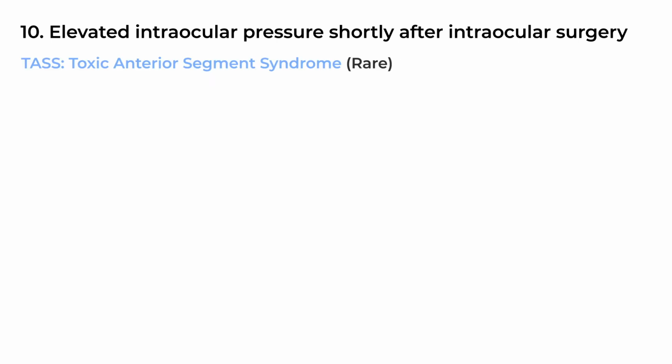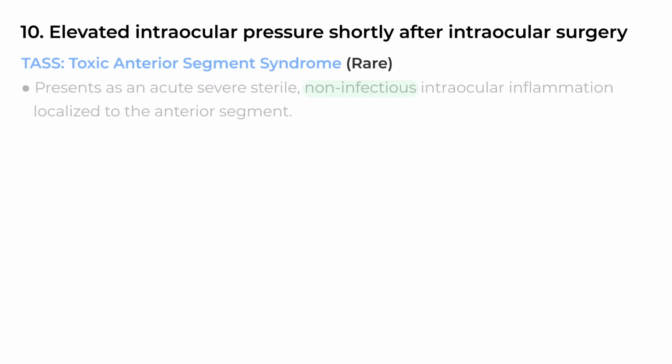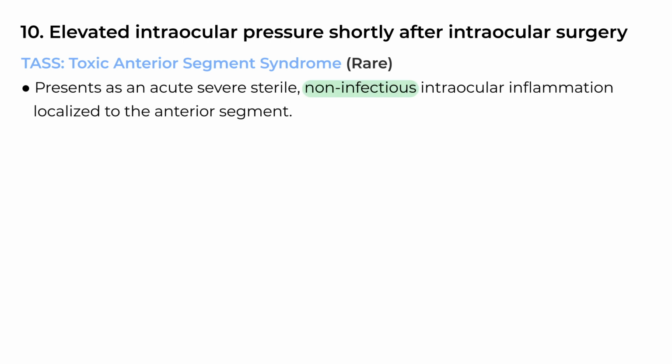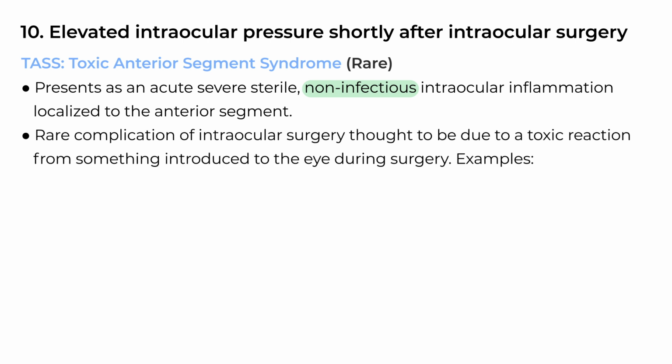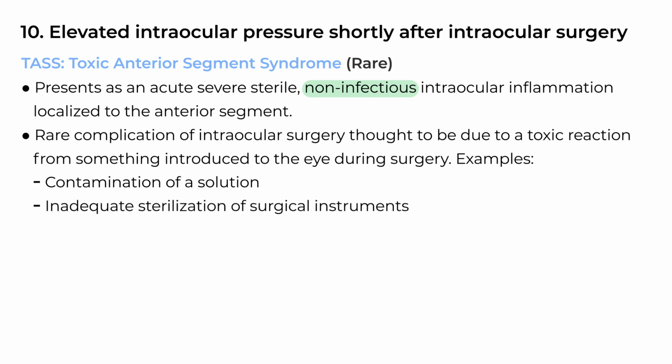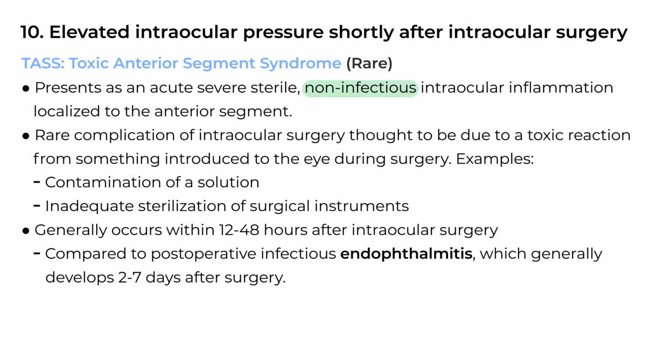There's also a rare condition called toxic anterior segment syndrome, which presents as an acute, severe, sterile, non-infectious intraocular inflammation that's localized to the anterior segment. So it's a rare complication of intraocular surgery that's thought to be due to a toxic reaction from something that's introduced to the eye during surgery, like contamination of a solution or inadequate sterilization of surgical instruments. And one of the keys here is the time frame. It occurs within 12 to 48 hours after intraocular surgery. Compare that to postoperative infectious endophthalmitis, which generally develops 2 to 7 days after surgery.